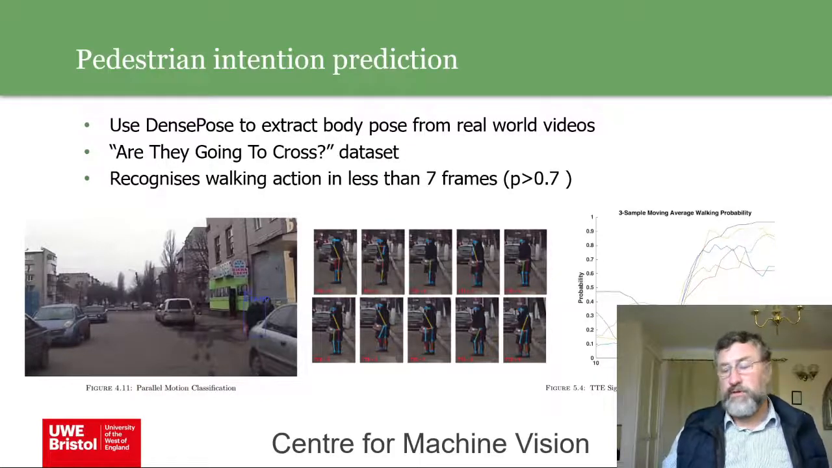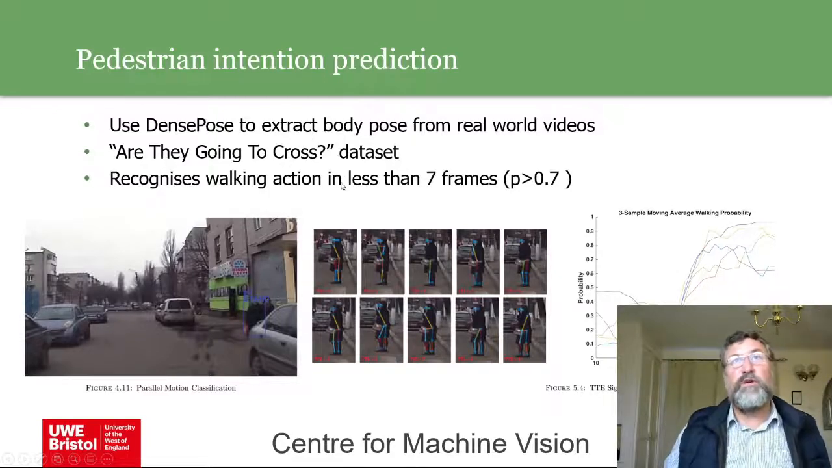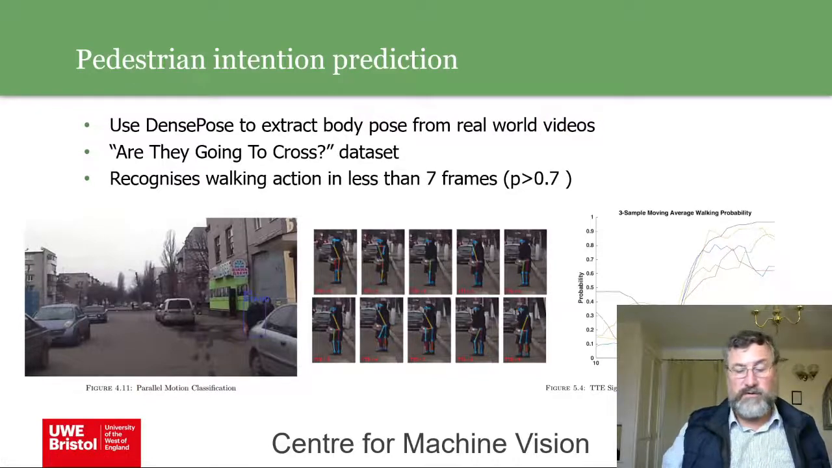Pedestrian intention prediction was another project we worked on in the lab. So trying to work out whether people on the curb are likely to step out into the road, we used DensePose to extract body pose. They got across and did recognize a walk-in action in less than 7 frames. So that was pretty successful as well, I think, that project. It goes to show how you can apply deep learning to a wide range of different applications.